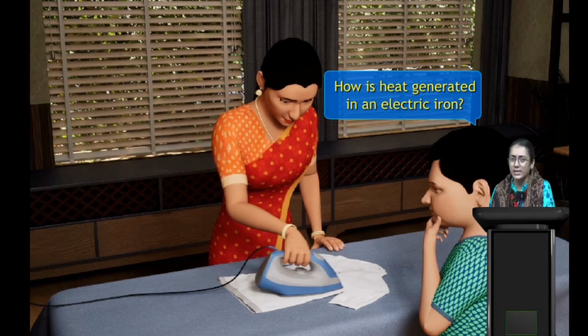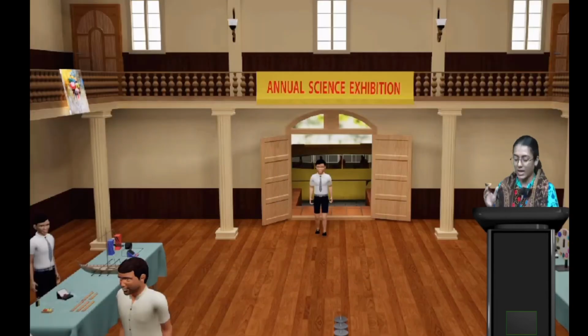Now, he is having some kind of curiosity. One question is arising in his mind: how is the heat generated in an electric iron? Generally, whenever we use an electric iron, it gets heated, right? So how does it get heated? This kind of question is coming in his mind.